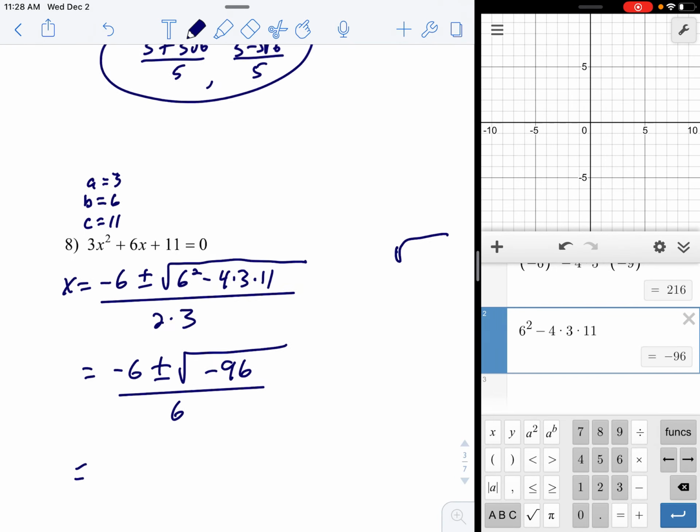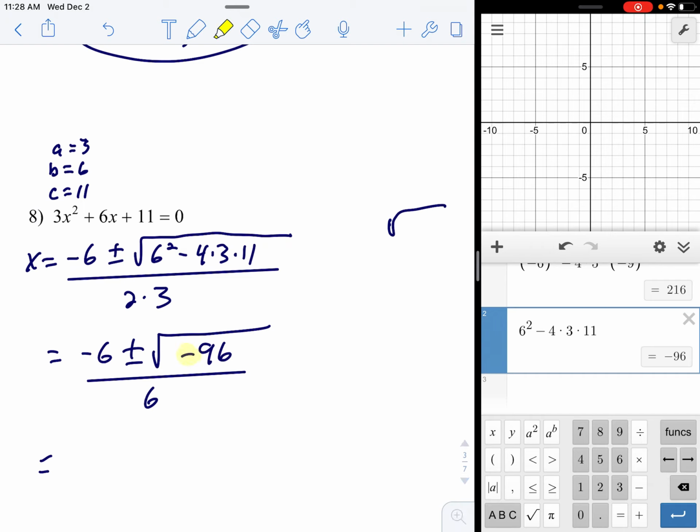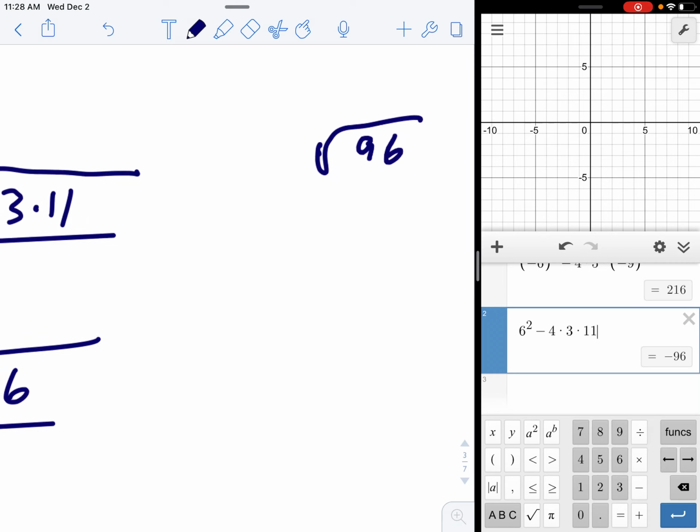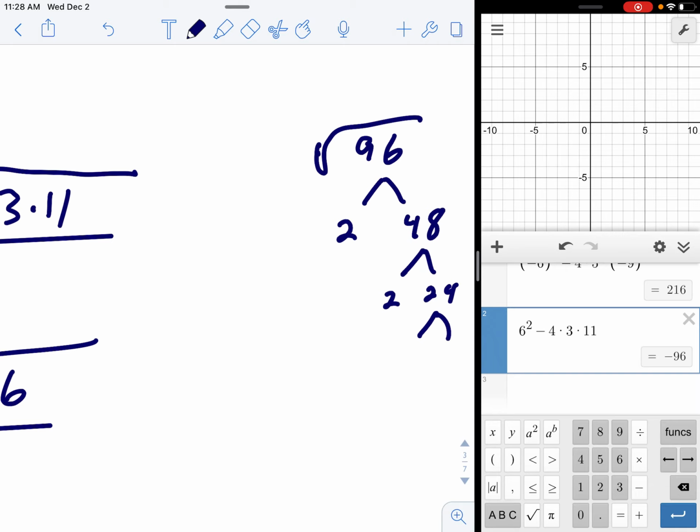So I'm going to do that factor tree. But I'm also square rooting a negative. You know what that means, right? We're going to have imaginary answers. Just file that away in the back of your brain for a minute. Let's focus on the number part first, 96. 96 is what? 2 times 48? Yeah, 48. 48 is 2 times 24. That's 2 times 12. That's 2 times 6. And that's 2 times 3.